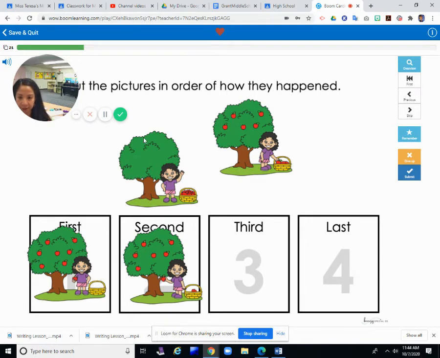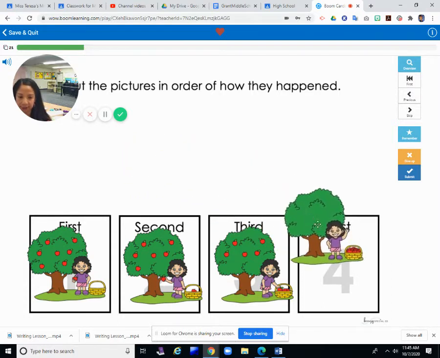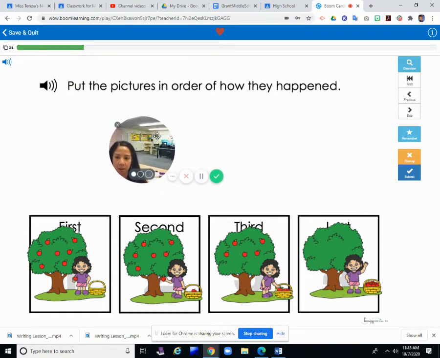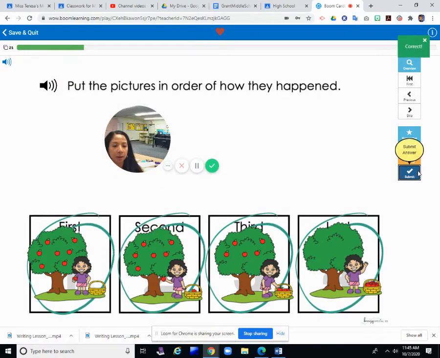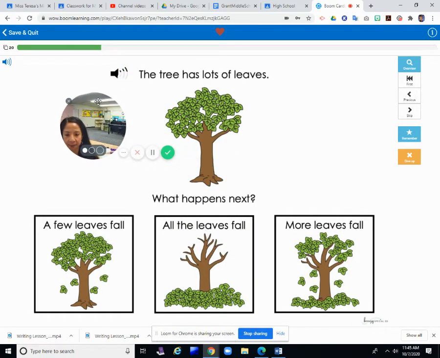Okay, what comes third? This one where she has no apples on the tree and they're all in the basket? I don't think that's next. How about this one where she's got a few apples left on the tree and a few in the basket? And finally, the last one, she's picked all the apples. Let's see if that's right. Ooh, we were correct.